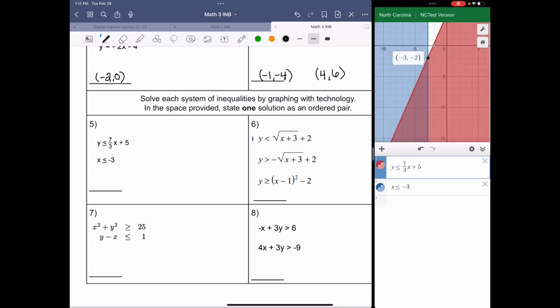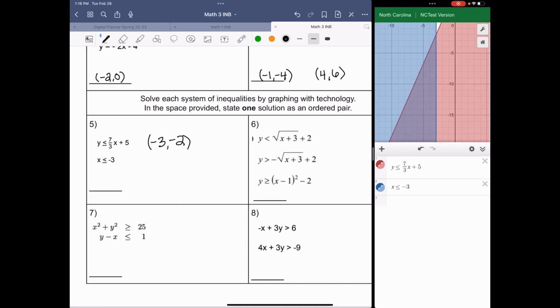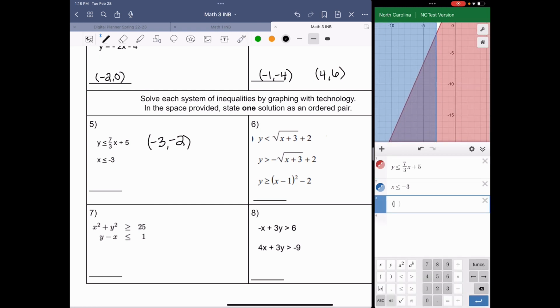Now, I can include the intersection. The intersection will work because they're both equal to. So that is a possibility. But any other point that falls in that region. So like if I pick negative 4, negative 8. That'll work. Any point that falls in that overlap.